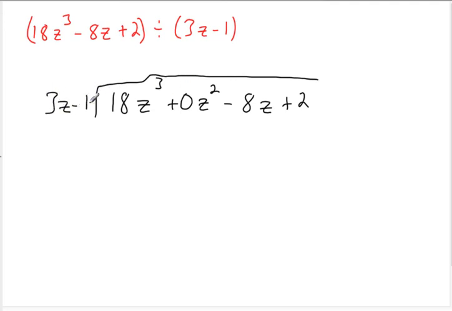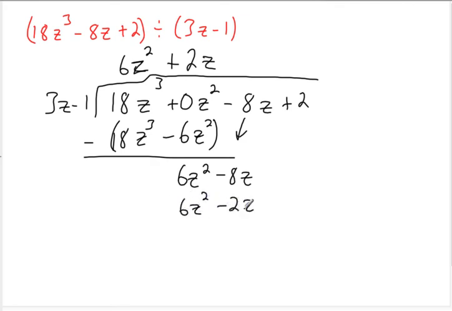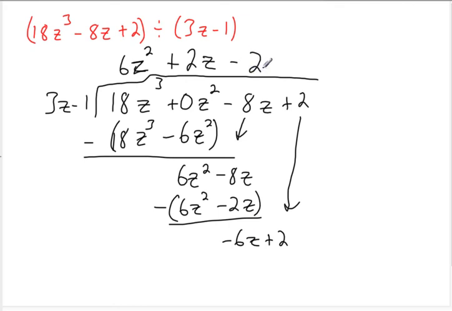by 3z minus 1. So 3z goes into 18z cubed 6z squared times, and so we multiply that. We're going to get 18z cubed minus 6z squared. And when we subtract, we're going to get plus 6z squared. We're going to bring down that minus 8z and continue. So 3z goes into 6z squared twice, 2z times. So now we do 2z times all of that, so 6z squared minus 2z, leaving us with, remember that's all subtracted, so negative 8 plus 2, so negative 6z, bringing down the plus 2, and finally 3z goes into negative 6z negative 2 times.